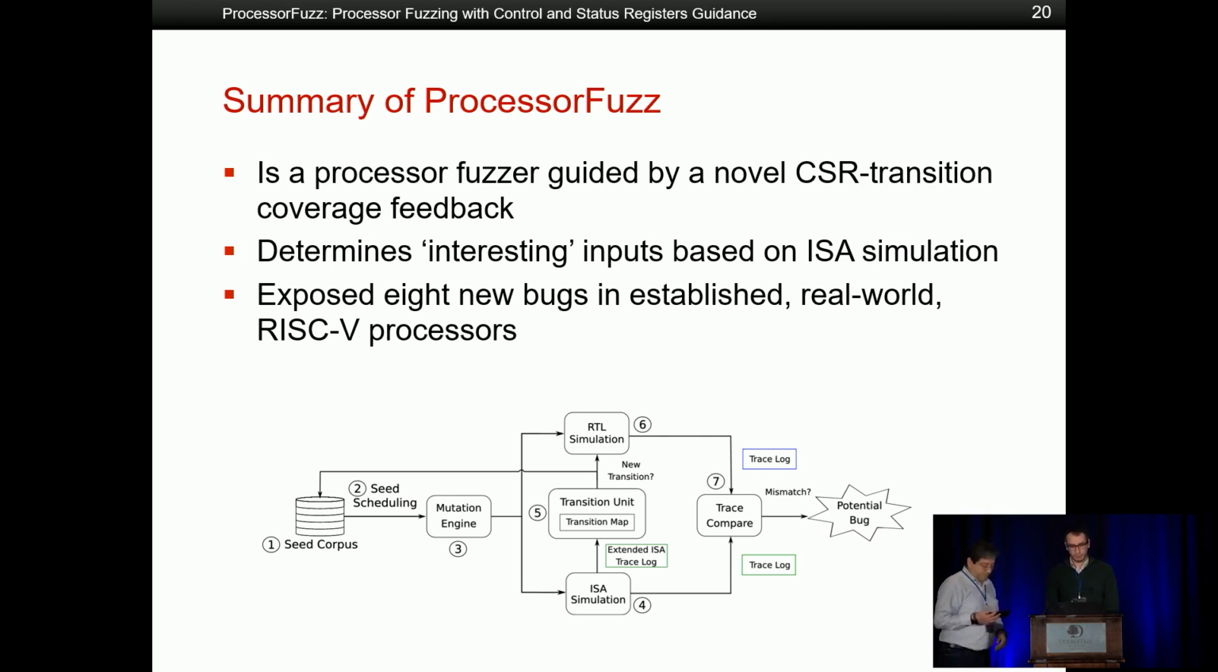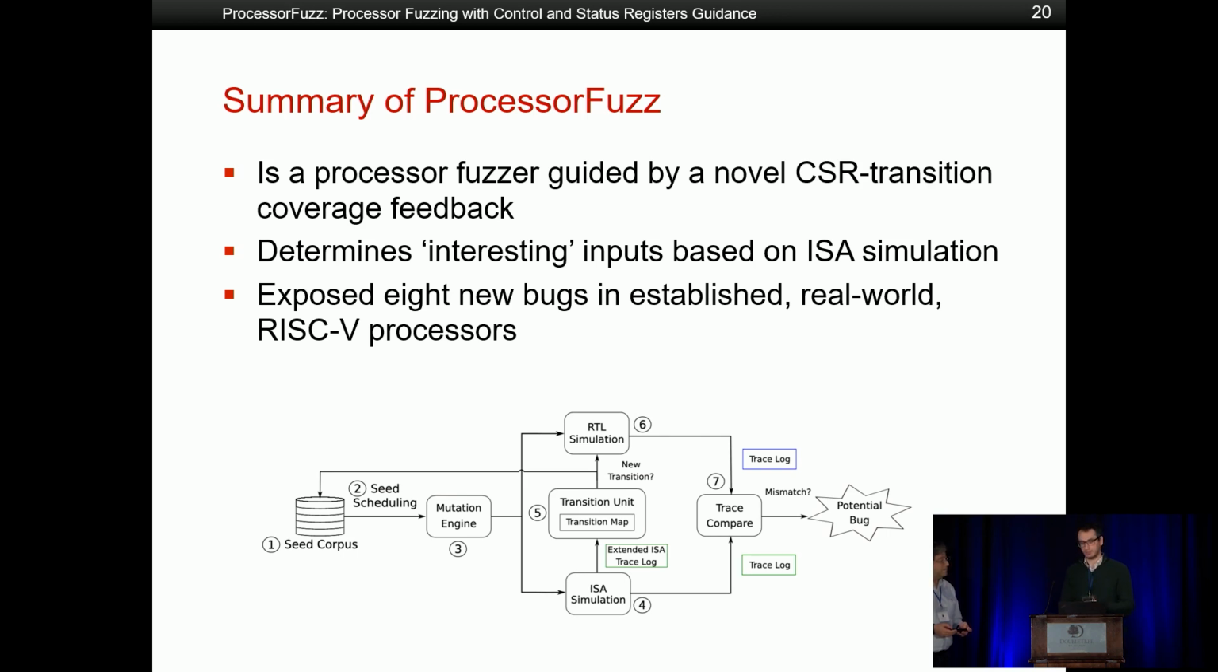So there's a coordination here, basically. So first, ISA simulation, right? Our first step is to make sure that there are CSR transitions in ISA simulation. But eventually, since we also run these derived inputs on the RTL simulator as well, we are actually fuzzing both, and we can find bugs in both the ISA simulator and the RTL simulator.